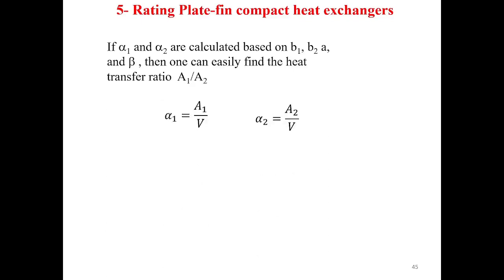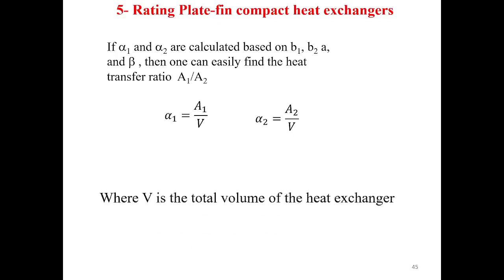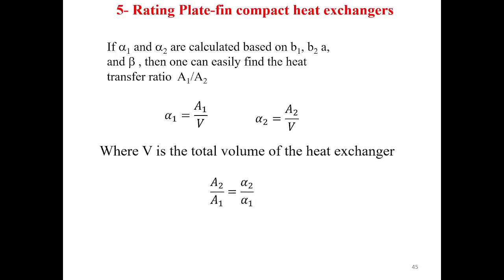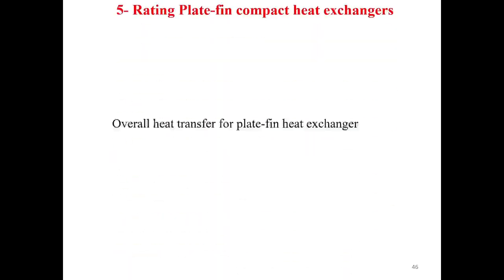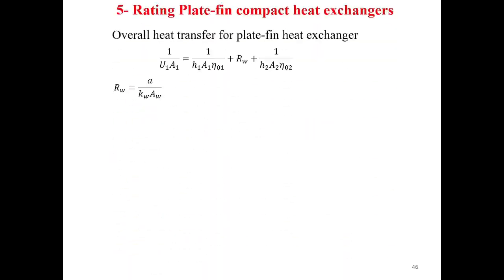This slide also just repeats what I said before, that if you could find alpha 1 and alpha 2, then you can find the area ratio alpha 2 over alpha 1, which is equal to A2 over A1, and then you can utilize it in the expression for the overall heat transfer coefficient. For example, this expression shows the overall heat transfer coefficient based on the side 1 area, which has 3 terms. This is internal, this is convective heat transfer for side 1, convective heat transfer for side 2. Of course, for plate fin heat exchanger, we have fins at both sides.